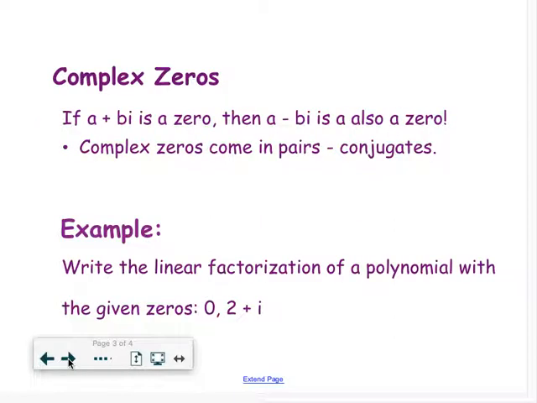So something else to note, and I've mentioned this briefly, and I think you know this from Algebra 2, but we're going to write it in our notebook so we have this information. Complex zeros always come in pairs. That's true for complex and also irrational zeros. And they come in pairs of their conjugates. So if a plus bi is a zero, then a minus bi is a zero.